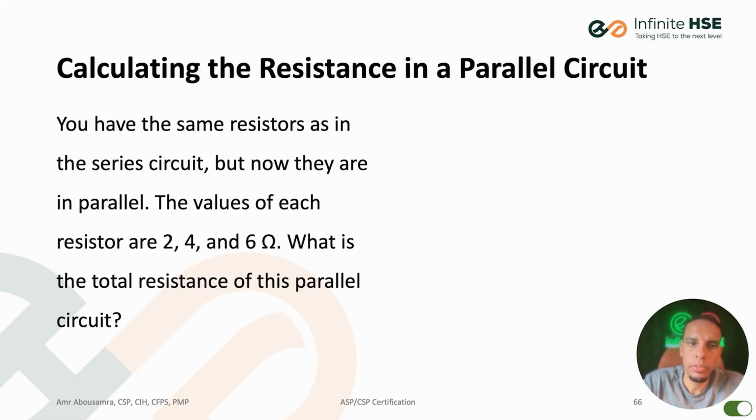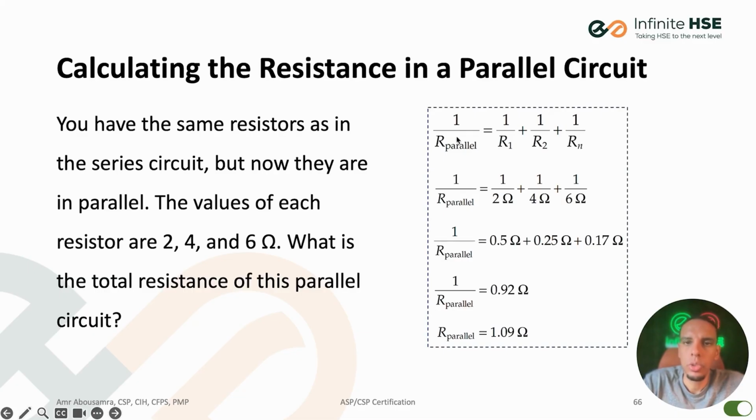Now, the resistance in the parallel connection. It is the same question we were just discussing, but we'll rearrange it. It won't be in series, it will be in parallel. And the numbers are the same numbers, which are 2, 4, and 6. So what will it be? I want you to notice here that the smallest one among them is 2 ohms. So let's see. When we calculate all 3 together, what will the total resistance of the circuit be?